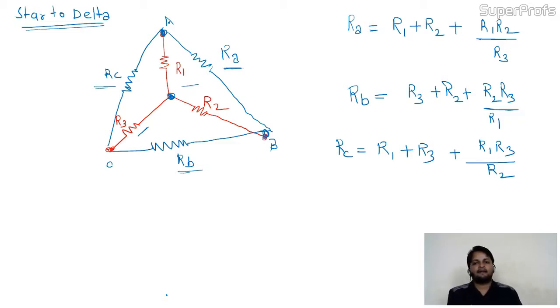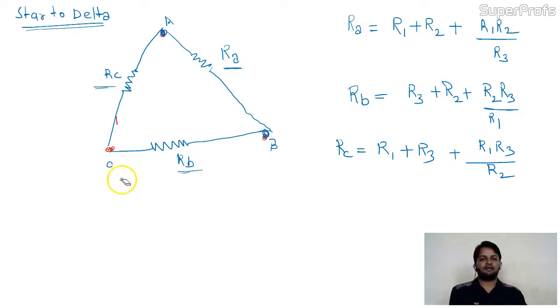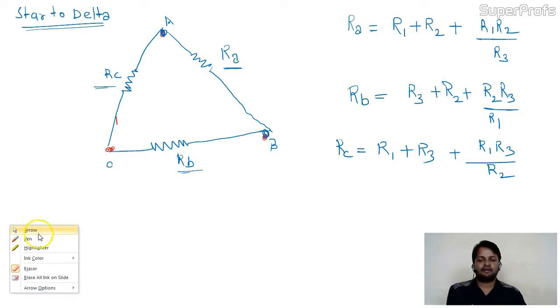Now I can remove this star and I have only the delta. This is the equivalent. There is no change in the circuit parameters. If we convert star into delta, there is no change in the circuit parameters. Is it okay? That's why this RA is expressed in the form of the star parameters. Is it okay? Or any problem you have?